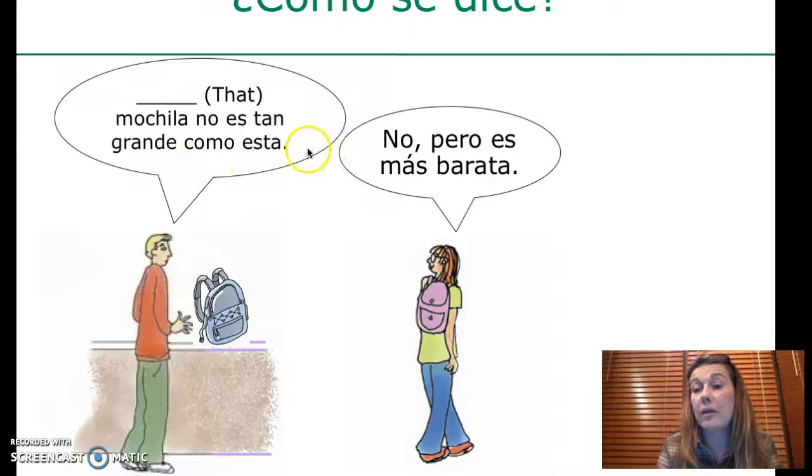So notice there's no noun after it. Here we have a noun, right? We're replacing over here because, instead of saying mochila again, instead of saying this book bag, we're just saying this one. Okay? So what is that as an adjective that goes with mochila? Esa. Muy bien.